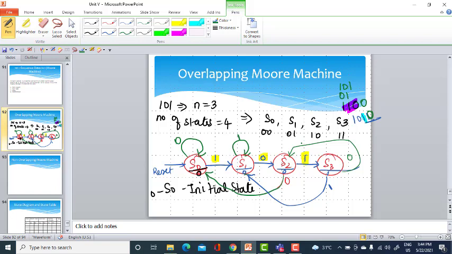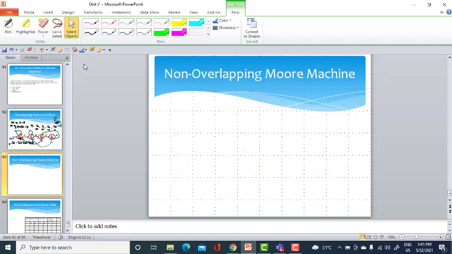Okay, overlapping Mealy machine model. So let me discuss the state diagram of the non-overlapping Mealy machine also. In non-overlapping Mealy, we won't be considering the last bit of the previous sequence, or the previous sequence bit pattern. Coming to your non-overlapping, again, you are going to detect only the 101 sequence. You have 3 bits, so the number of states in Mealy is n plus 1, 4 states: S0, S1, S2 and S3.